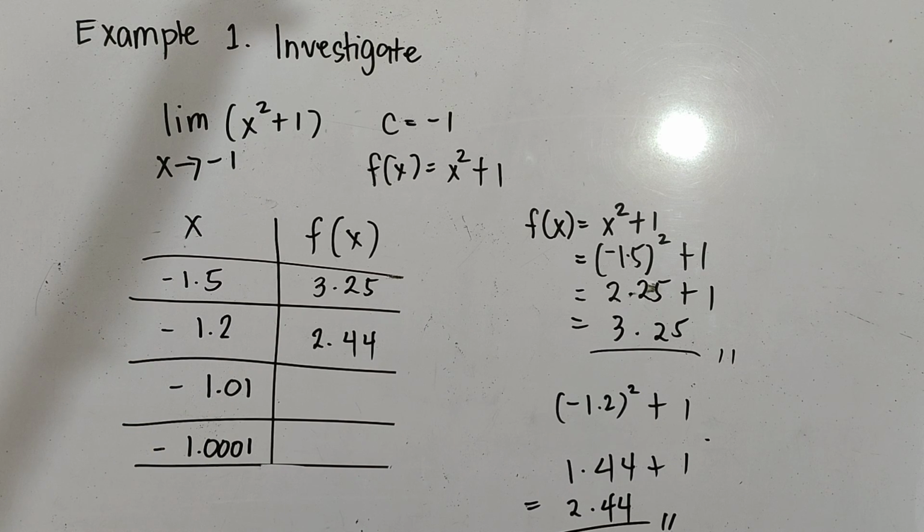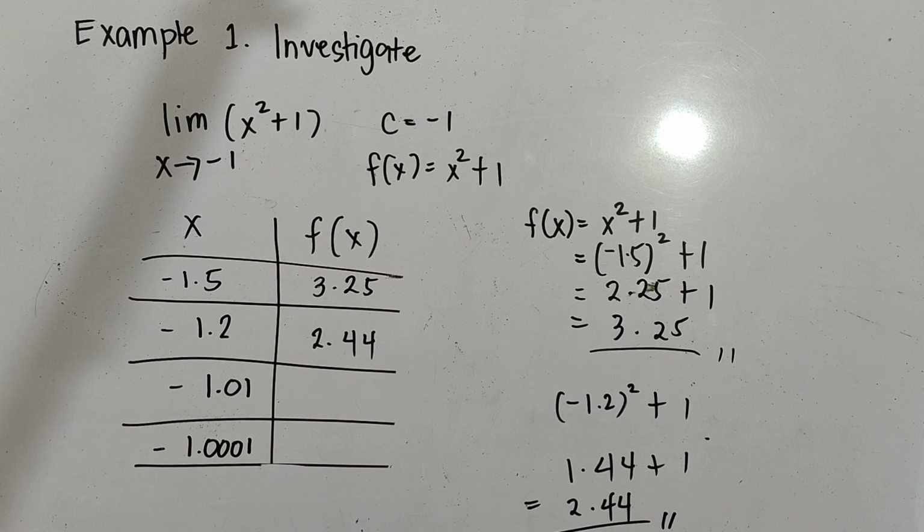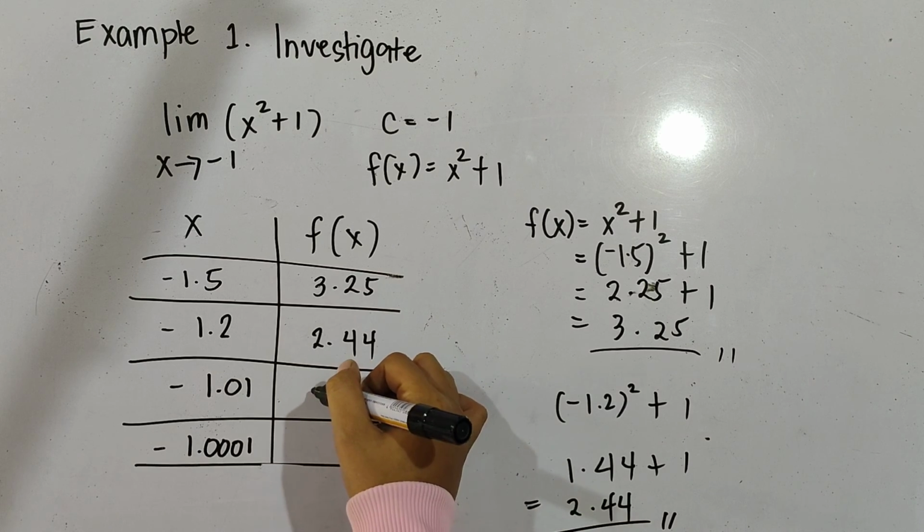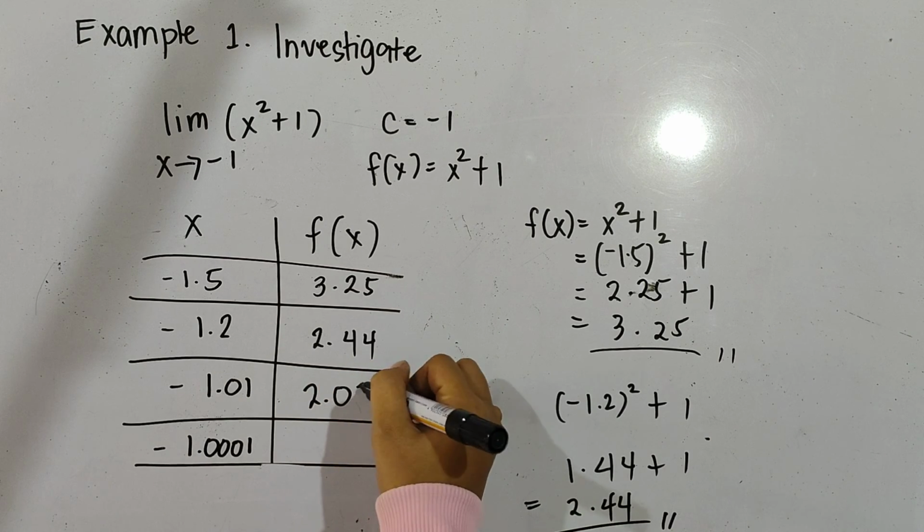How about negative 1.01? So, negative 1.01 raised to the power of 2 plus 1 is equal to... negative 1.01 raised to the power of 2 is equal to 1.0201 plus 1. So 1.0201 plus 1 is equal to 2.0201. So this is the third value, 2.0201.